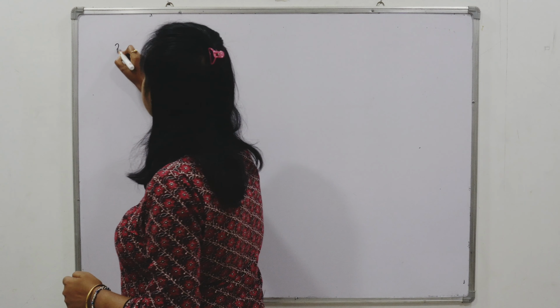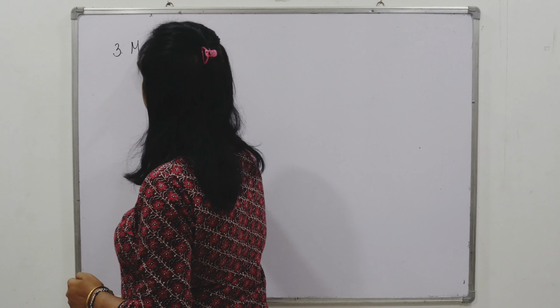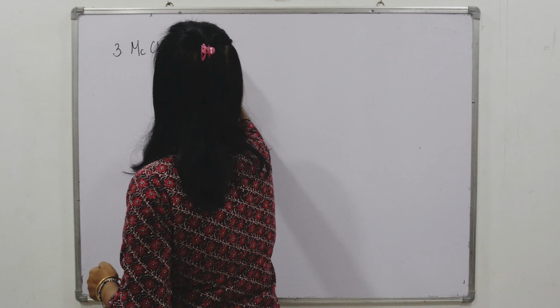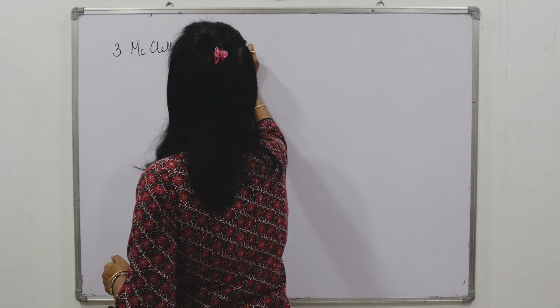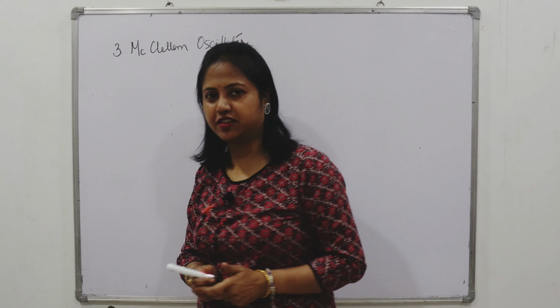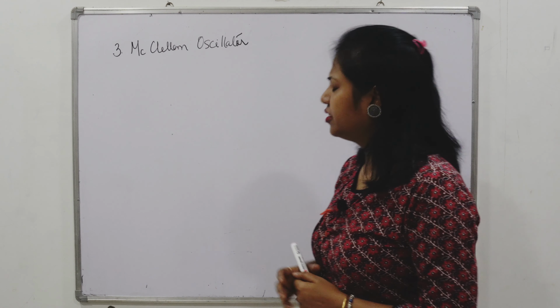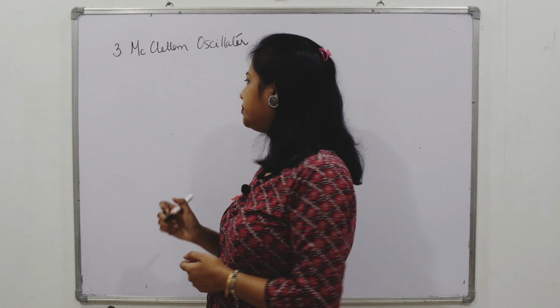Now let's see the next indicator, that is the McClellan Oscillator. Now what is a McClellan Oscillator? McClellan Oscillator is a breadth indicator. The idea is very simple.